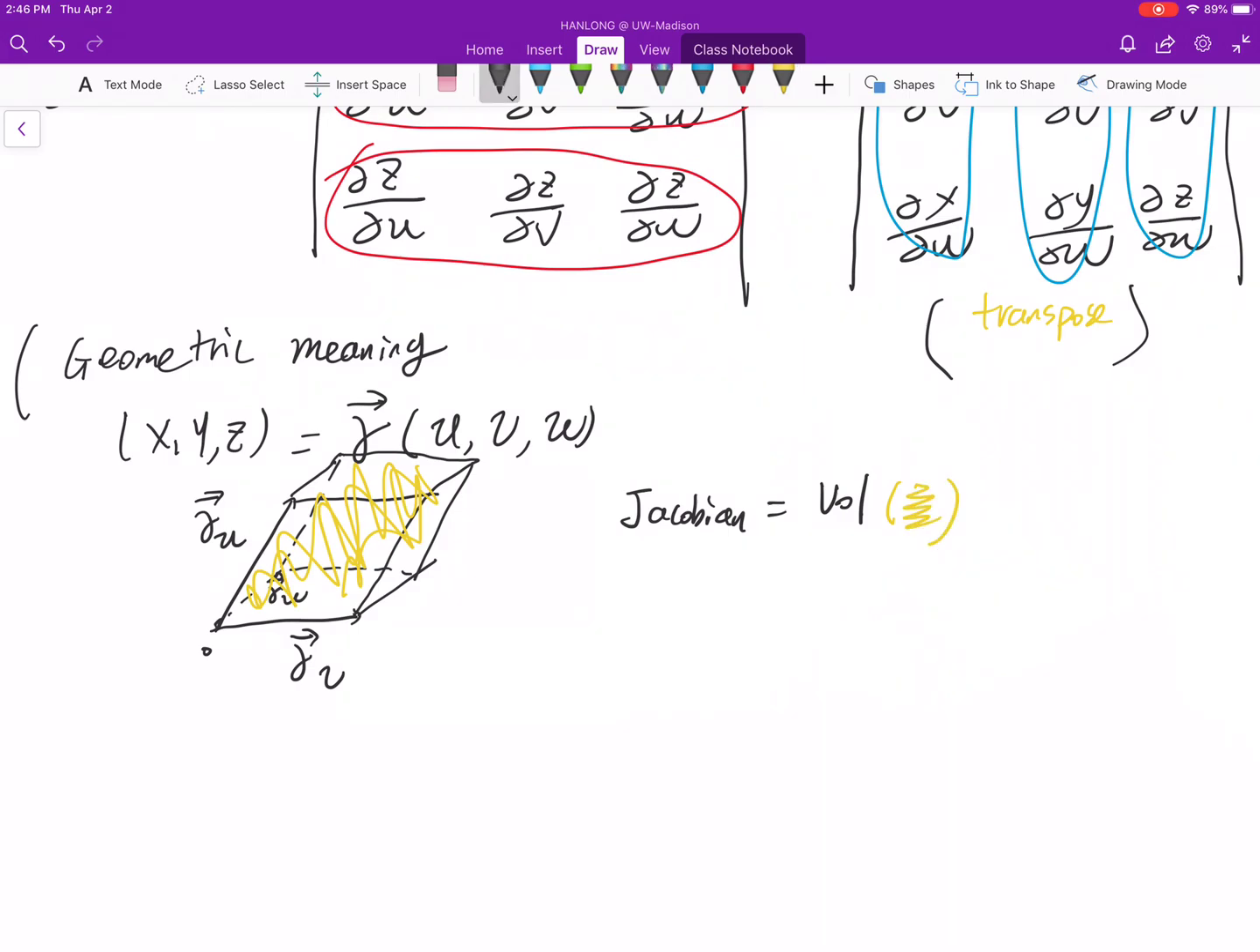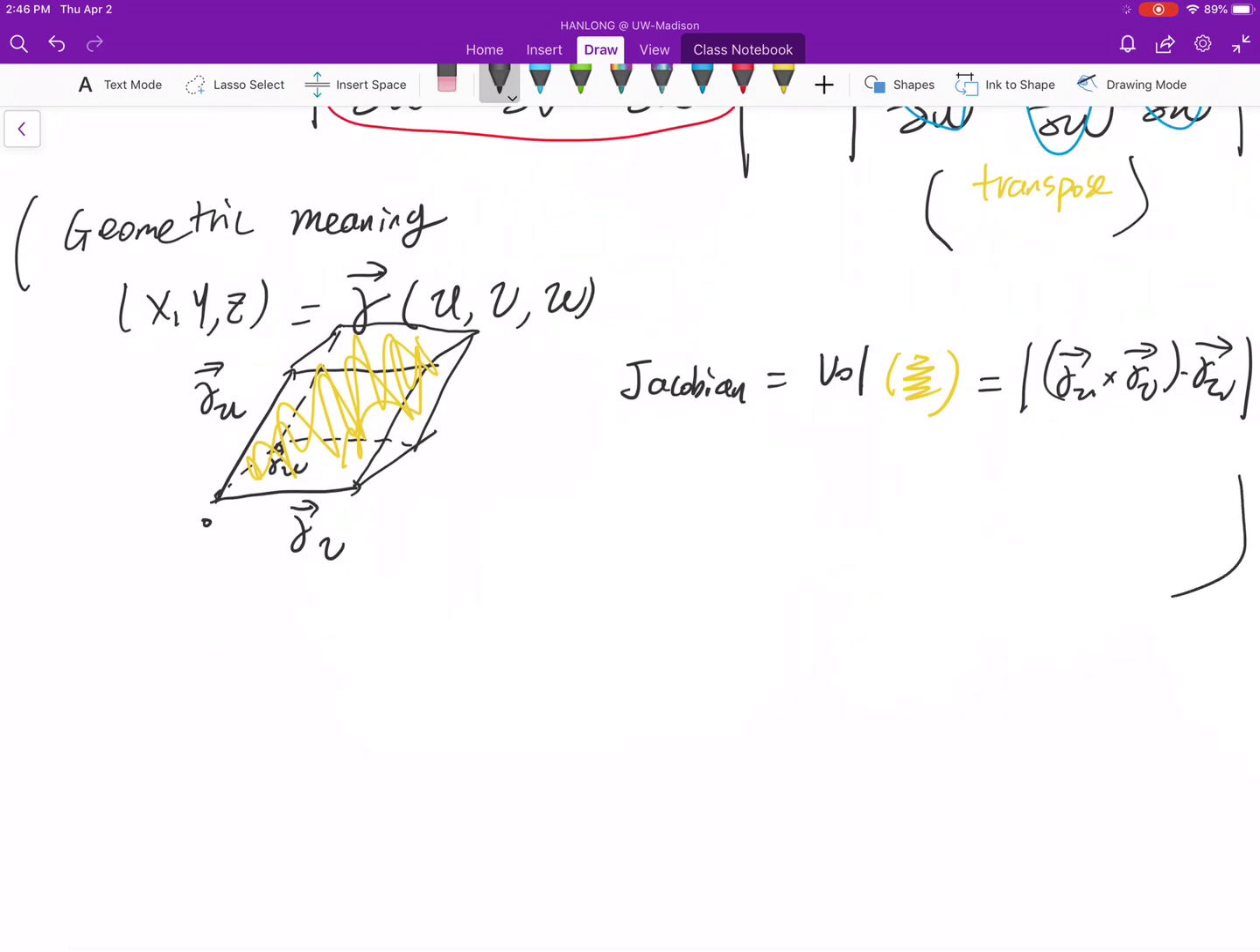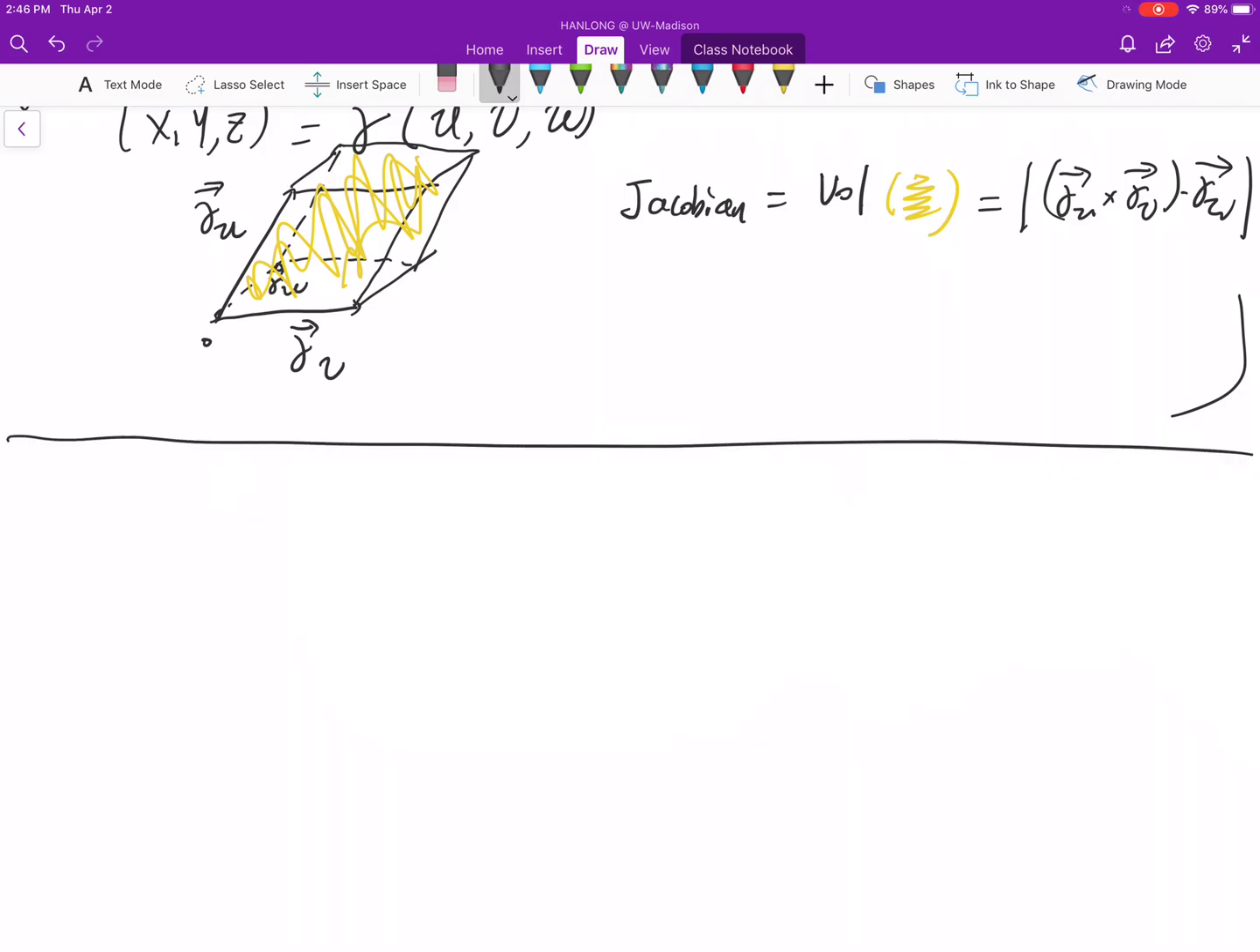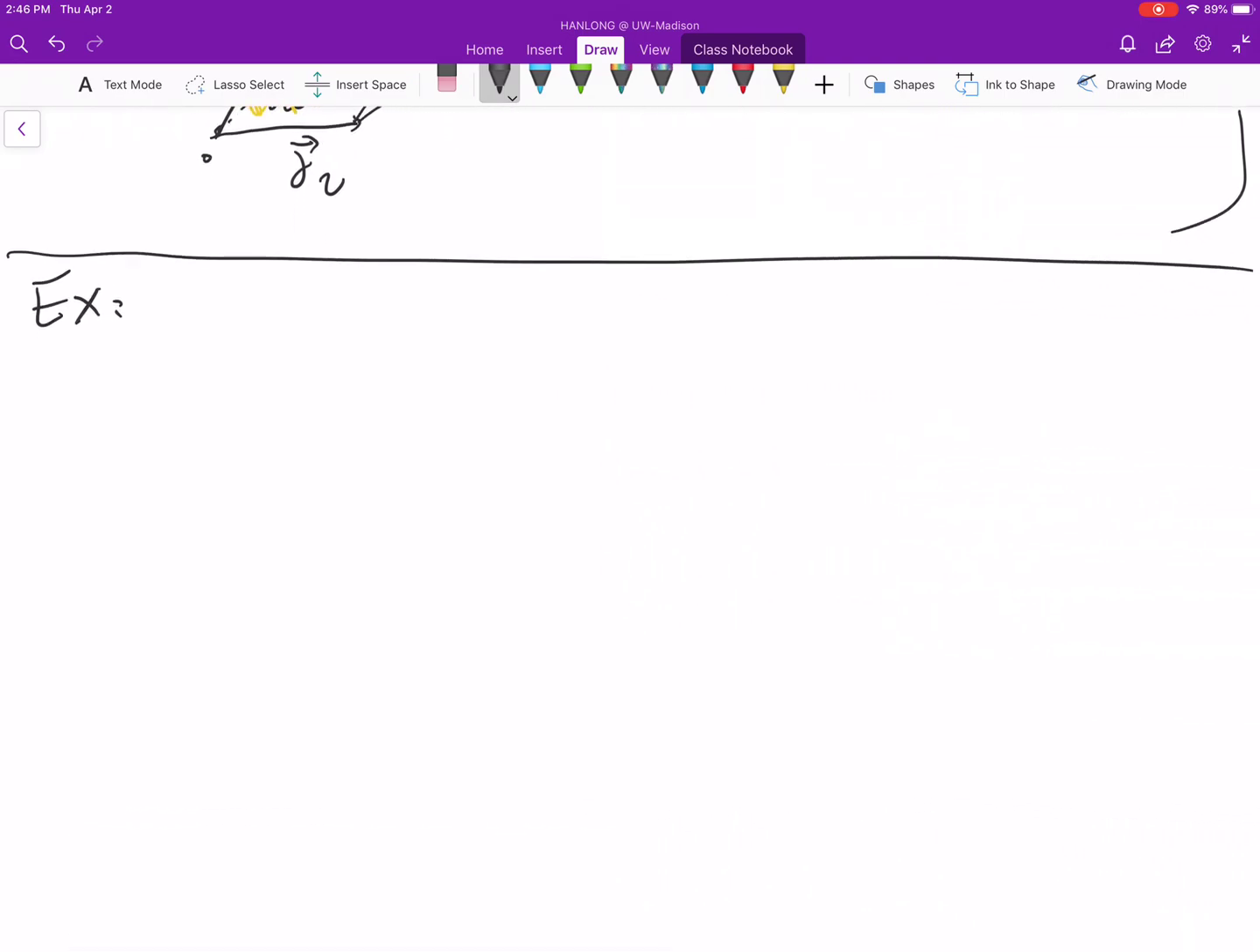If you use the formula we learned before, it's gamma u cross gamma v dot gamma w. If you expand that, you get the previous formula. We will explain in detail next time. Here we only want to derive the extra factor for spherical coordinates. So x is rho sine phi cosine theta, y is rho sine phi sine theta, z is rho cosine phi.